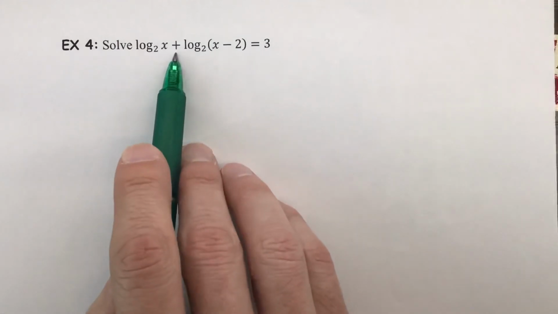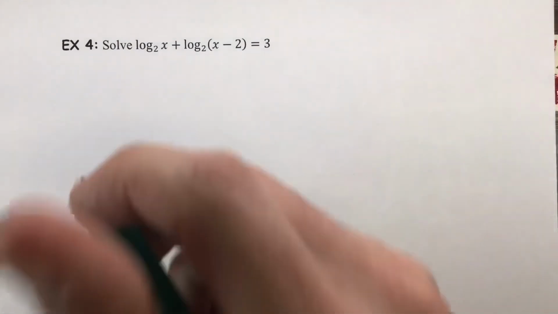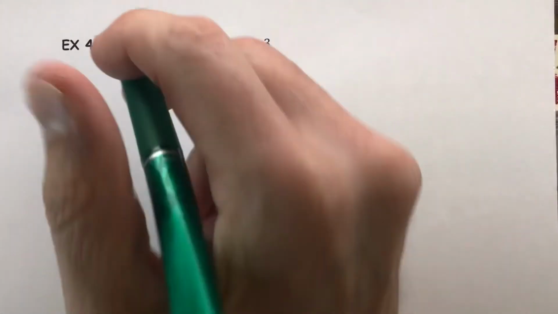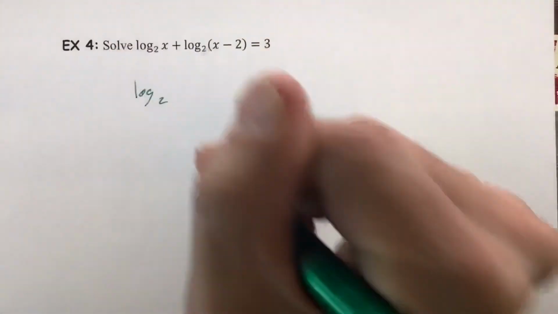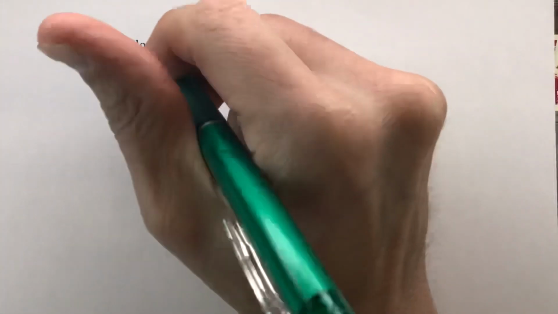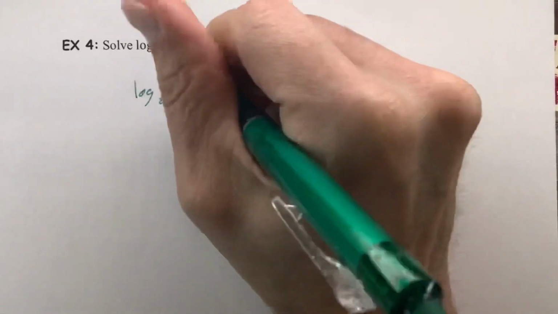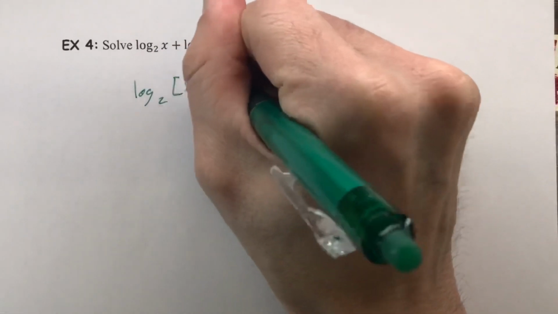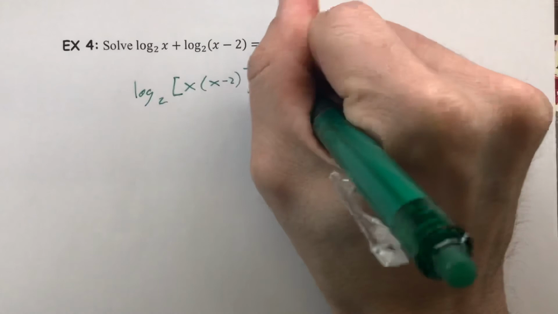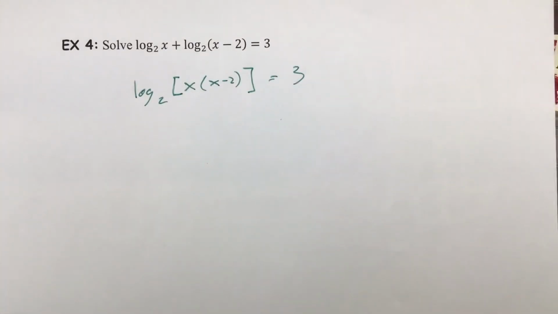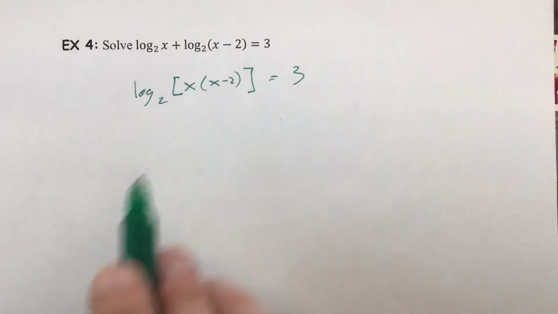Okay, what we have here is addition, so we're going to use the product rule. We're going to rewrite the left side here as log base 2 of the product, let's use some brackets here, of the product of x and x minus 2. Then that's equal to 3. All right, so using our property, we were able to bring the x's together.